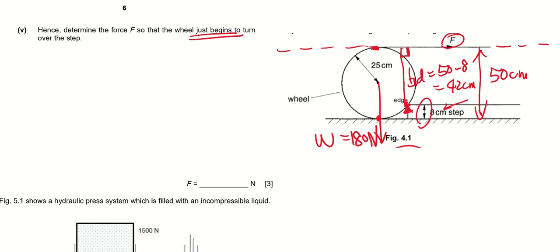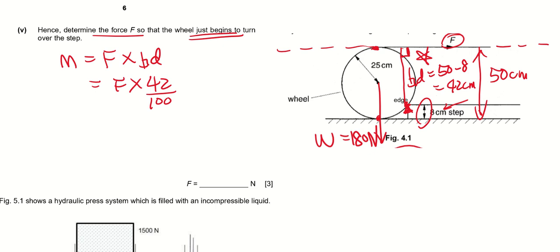So finding this perpendicular distance is extremely important. To determine this force, maybe I calculate the moment first due to this force. Moment equals force times perpendicular distance, times 42 cm, but actually I need to convert it to meters, right? So I'll get 0.42 F. The unit is Newton meter.